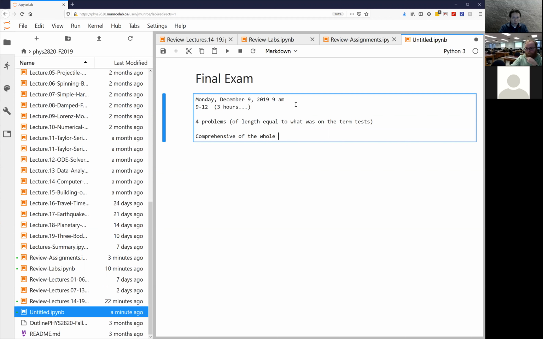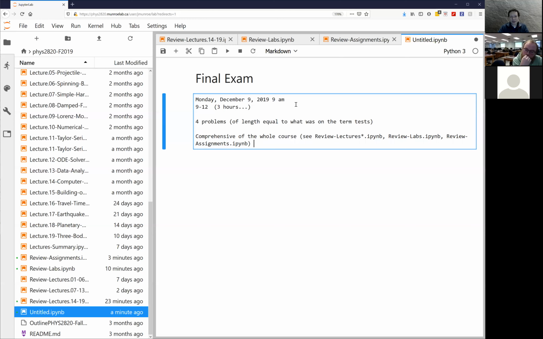It's comprehensive of the whole course. See those 3 notebooks to focus in on what we want to talk about. It would not hurt to at least take a look at test 1 and test 2, especially if you had problems with an issue all the way through.